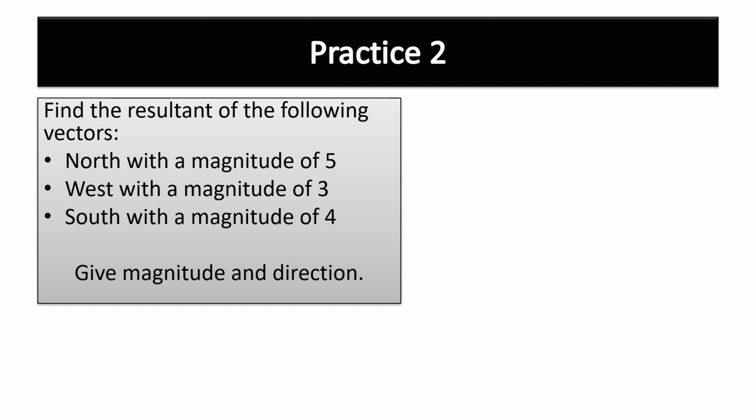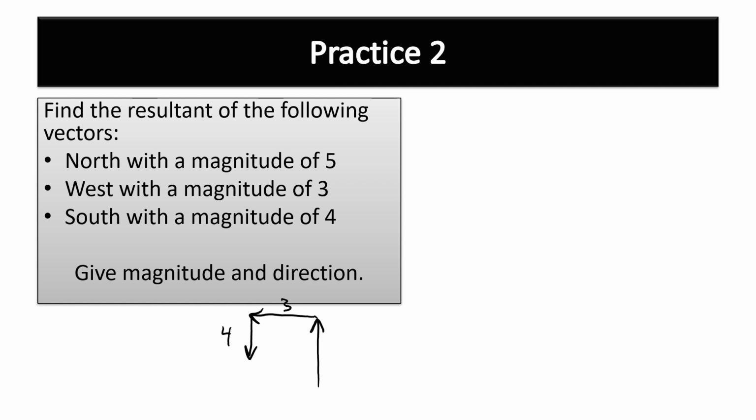All right, there's another practice problem here. It's already 15 minutes in. I guess I'll do this one quick. You could try it. It's tricky because you have to set up the vectors. North with a magnitude of 5, west with a magnitude of 3, so that's this way, and south with a magnitude of 4. So you had to do some critical thinking here.